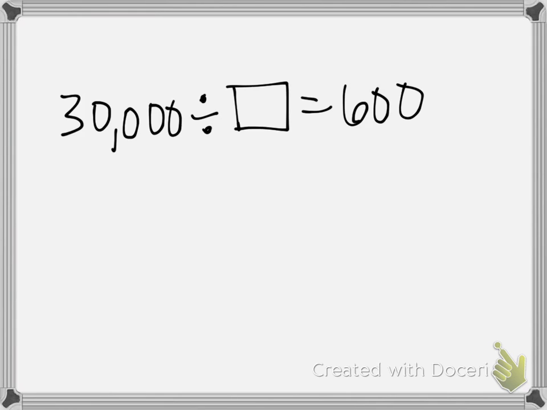I wrote it correctly this time. So we want to know what the missing number is in our box. So we have 30,000 divided by something equals 600. Well, 600 has 3 placeholders. So let's count out 3 placeholders over here. How many extra zeros do we have? We have 2. And we are going to say, how many times does 3 go into our 6?